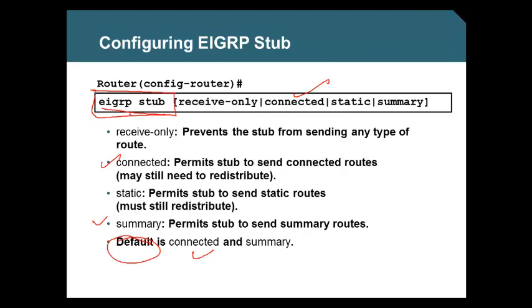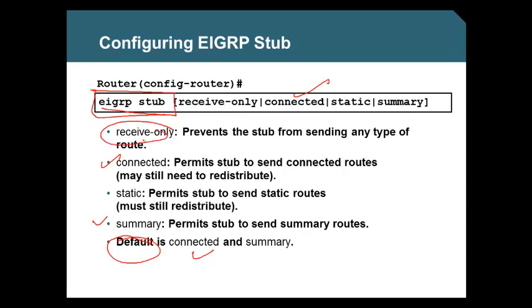So EIGRP stub is one nice way to filter routes. If I want to filter all the routes that are learned from other routers, other neighbors, I can simply configure EIGRP stub connected and summary. So the networks that are learned from downstream won't be advertised. I did not write any filter list, no distribution list. There are two more. Let's finish the easy one.